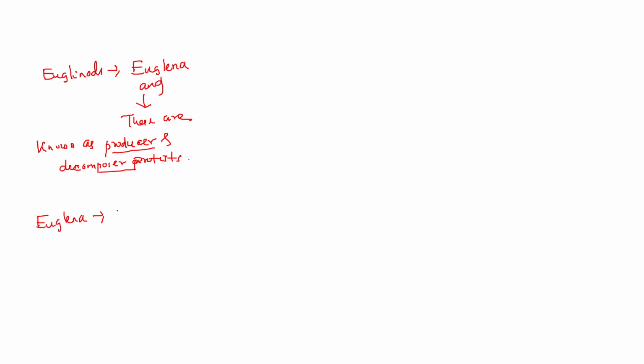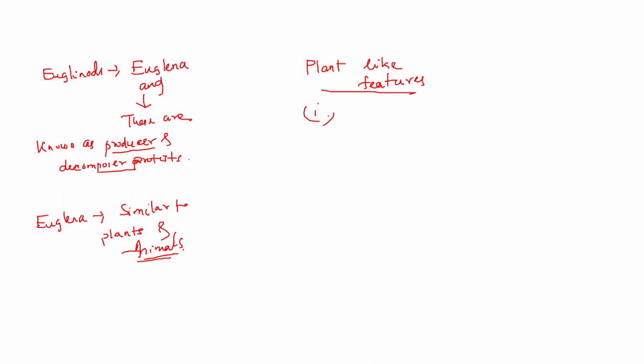Euglena belongs to the euglenoids. They show features similar to plants and animals. Euglena has plant-like features and also animal-like features. We'll discuss the plant-like features first.